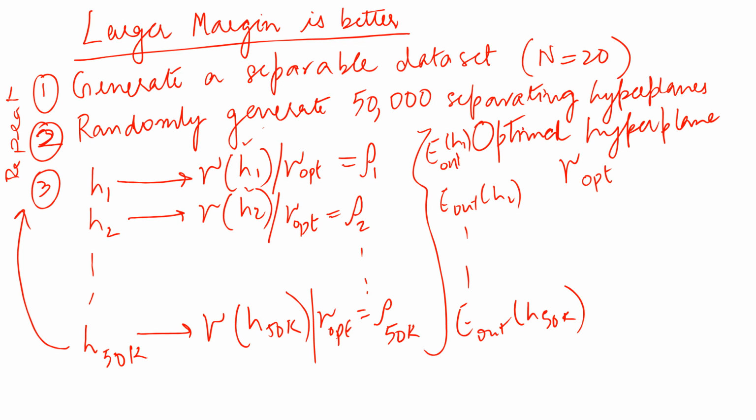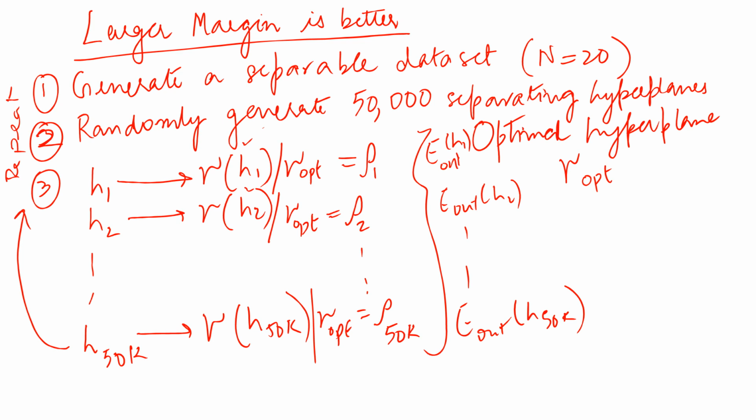All right. So what exactly are we trying to understand here? We are trying to understand the variation of this E out with respect to this rho, because this rho in some ways is capturing how effective my randomly generated hyperplane is with respect to the optimal hyperplane, the fattest or largest margin, maximum margin hyperplane that's available to me.